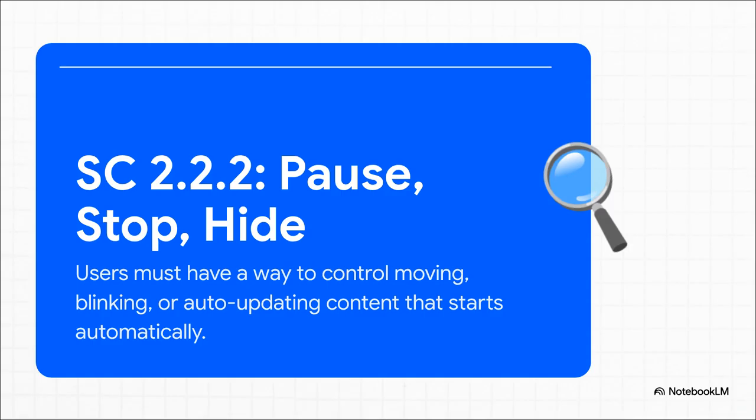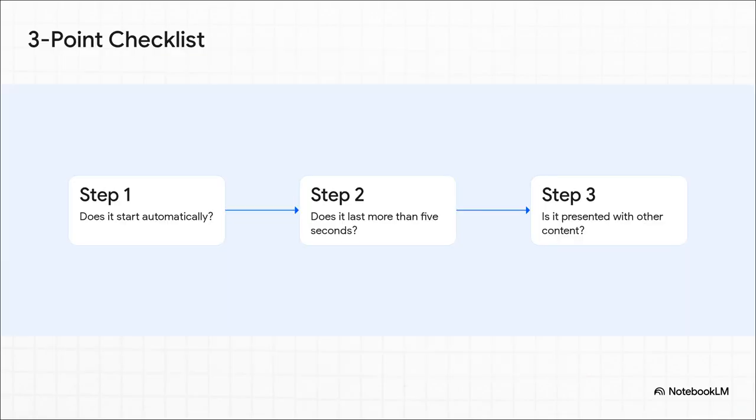The idea is simple. If some piece of content is moving, blinking, or updating all on its own, the user has to have a way to control it, to pause it, stop it, or just hide it. Okay, so how do you know when this rule actually kicks in? It all comes down to this really easy 3-point checklist.